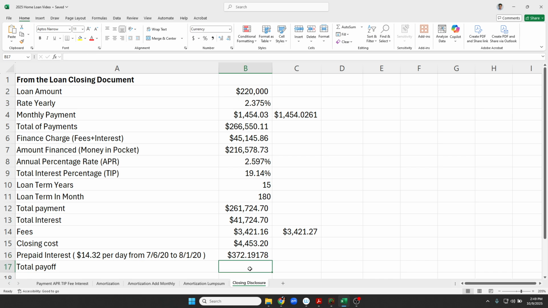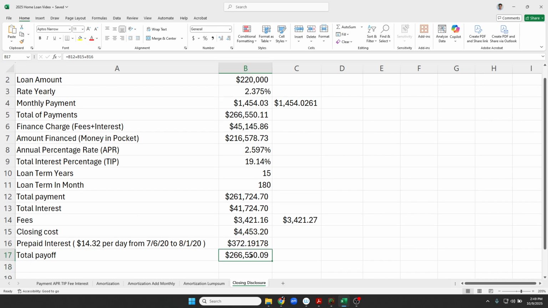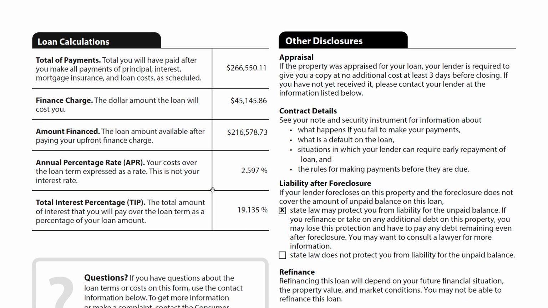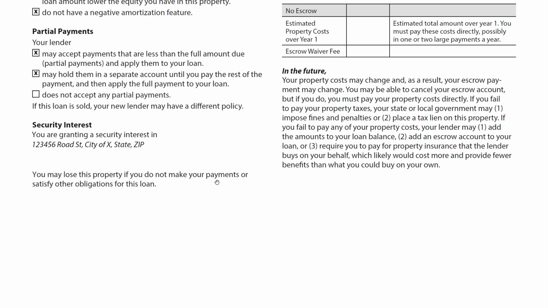Now for the total payoff, you can simply do the total interest and principal plus loan closing cost plus the prepaid interest. That should add up to what you have seen there, exactly the same as that number. So this is simply how the fees work. It's not really that complicated.